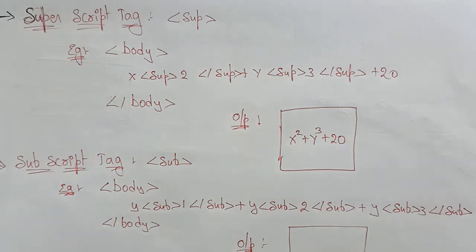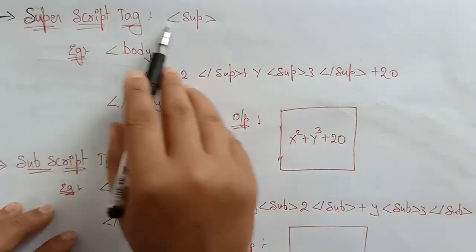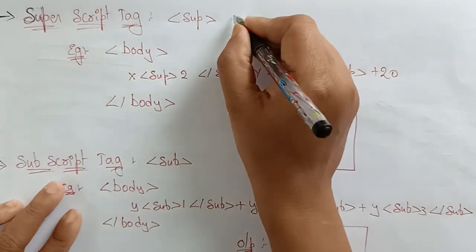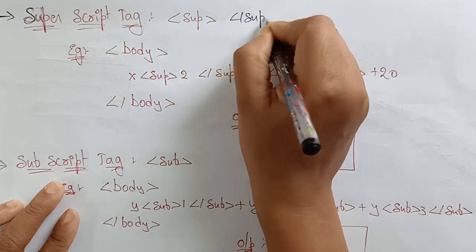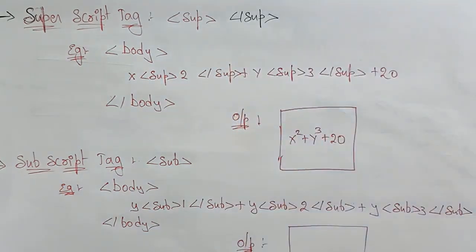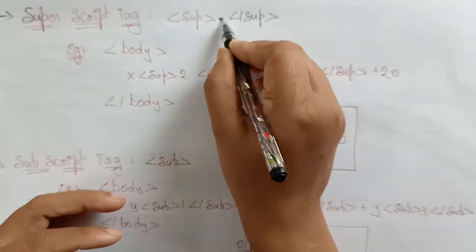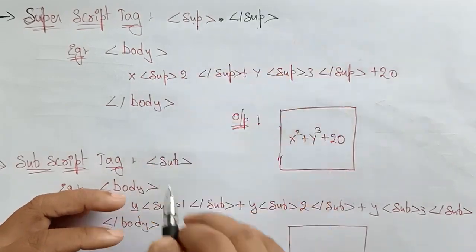Superscript is nothing but the power. Whatever letters you want to represent in mathematical form, you have to use a superscript. This is the sup tag, and it also has a starting tag and a closing tag. It is not a standalone tag, because whatever number you have to print above, that means it should be represented in the power. That message you have to write in between the starting and closing tag.